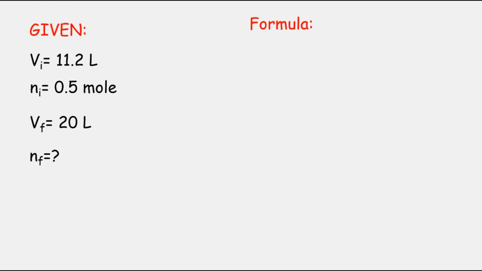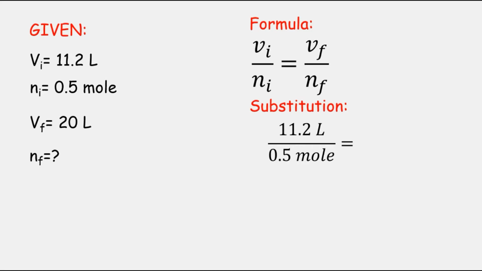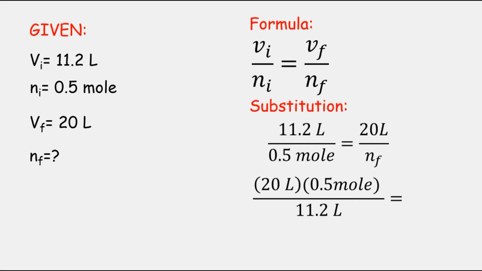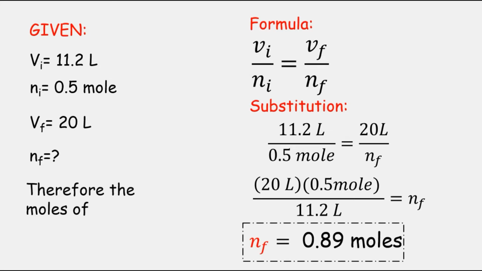For the given, we have 11.2 liters for the initial volume, 0.5 moles for the initial amount of matter, 20 liters for the final volume, and an unknown for the final amount of matter. The formula for Avogadro's law is initial volume over initial amount of matter equals final volume over final amount of matter. Substituting the given to our formula and simplifying, we have the final amount of matter as 0.89 moles.